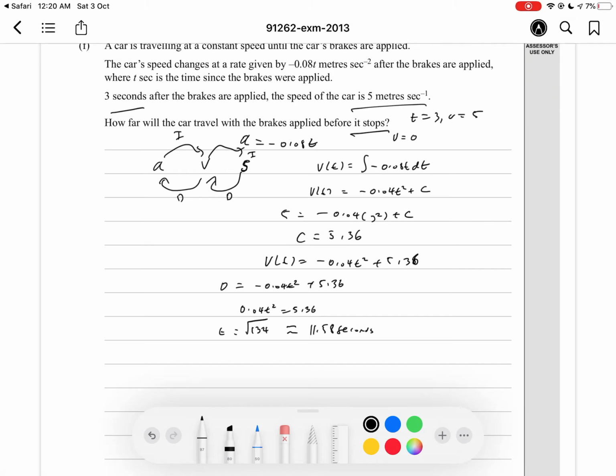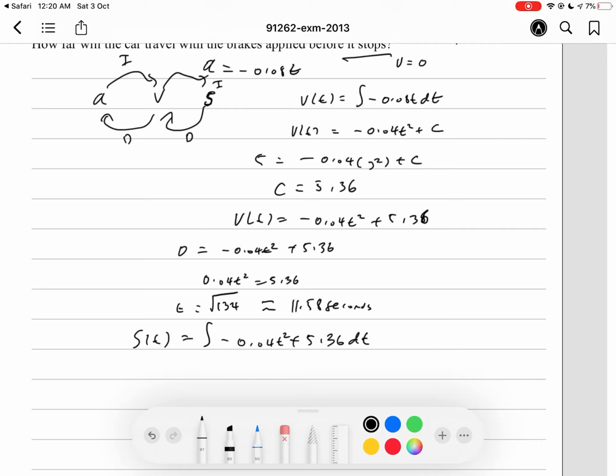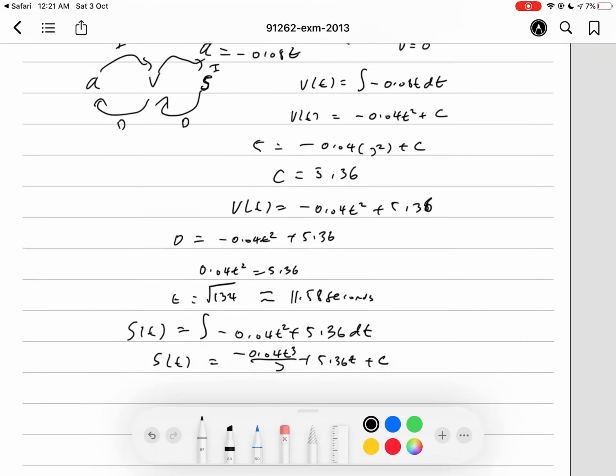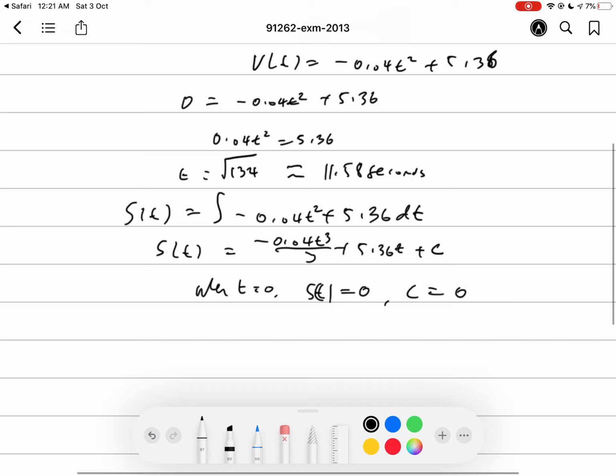Alright, in order to find our s of t, the equation for our distance, we need to integrate again. So s of t equals the integral of negative 0.04t squared plus 5.36 dt. Therefore, this equals negative 0.04t cubed over 3 plus 5.36t plus c. However, when t equals 0, the car hasn't traveled any distance. We know that the distance traveled equals 0. Therefore, c equals 0.